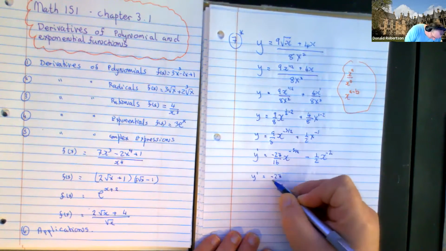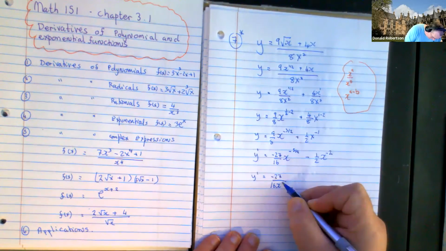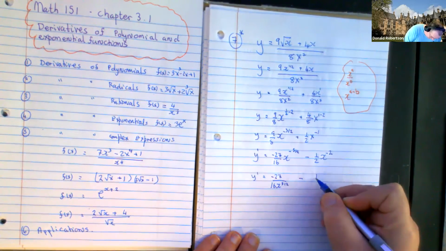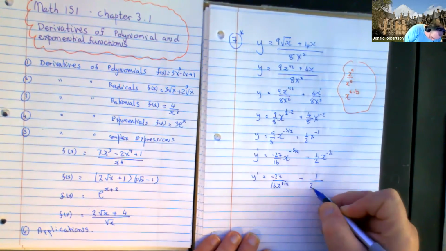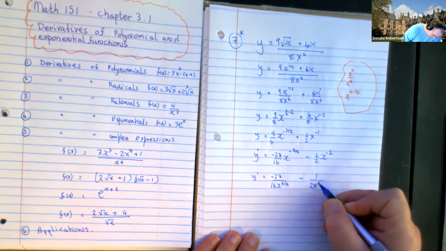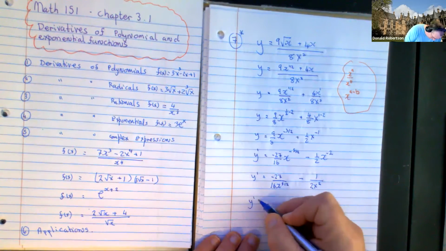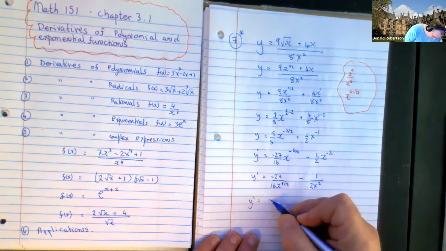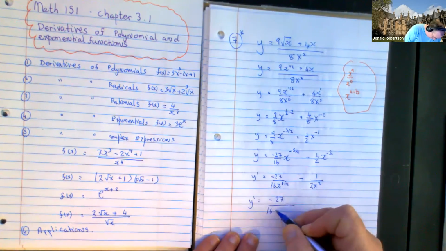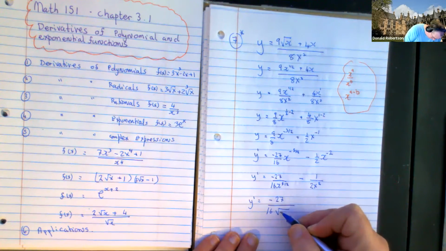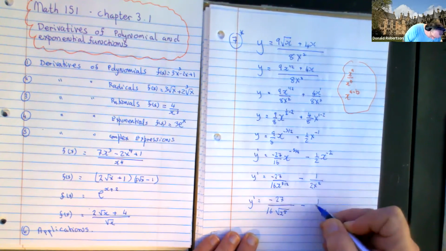Negative power comes downstairs and becomes a positive. Negative power comes downstairs and is a positive. Fractional powers can then be written down as a radical. And 5/2 gets you the square root of x to the 5. And this fella is good.